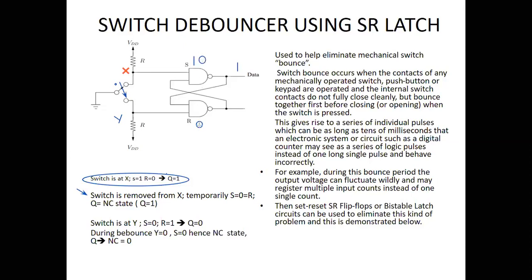So 0 and 0, what will be your R value? No change. So Q will be in no change. When the switch comes to Y, S will be equal to 0, R will be equal to 1. So what happens to our Q value? Q will be retained. Hence, during the debounce state, we will get the output as 0. Again, you can repeat it. Move the switch from Y to X and observe the output. So the no change state will be retained, which will avoid switch debouncing. So SR latch is used for avoiding switch debouncing. Thank you.